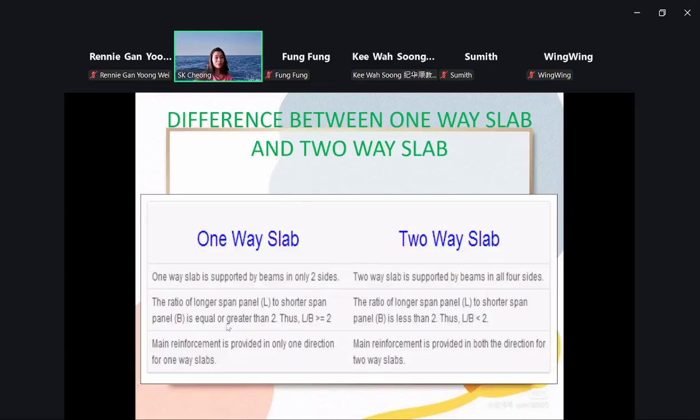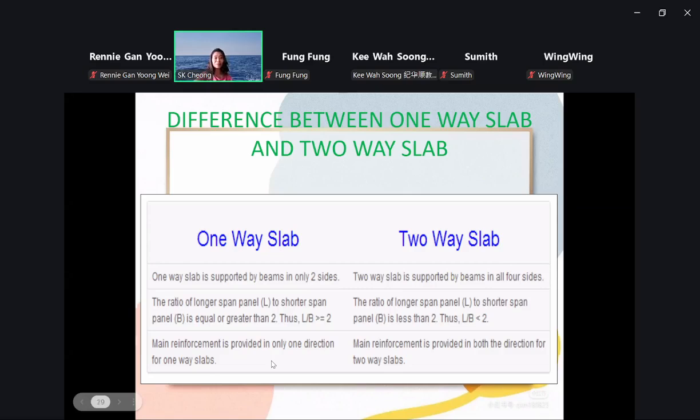Only two sides. So this is common. You only show me the understanding: two sides, or four sides. Then I can give you marks, right? So how about the span? One is bigger than, and one is lesser than. How about the reinforcement? It is only one direction, and this is both directions. So, yes, you show me your understanding, then I can tick to show that you understand my questions and about chapter 2.